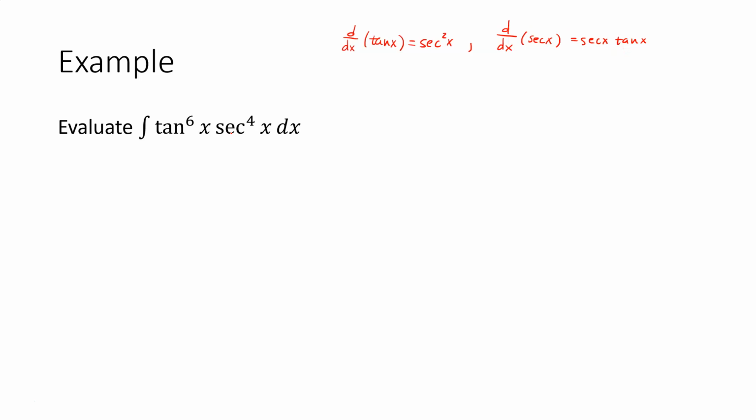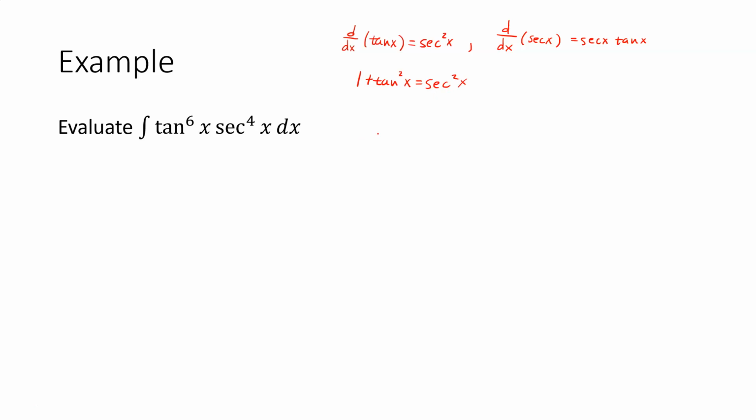Well, because here I see that we have an even power of secant, when I break off a factor of secant squared, what will remain is another even power of secant. And so that remaining power can be rewritten in terms of tangent using our identity 1 plus tan squared equals secant squared.